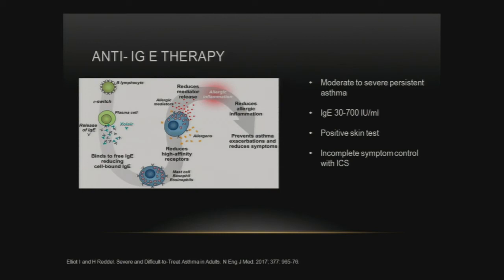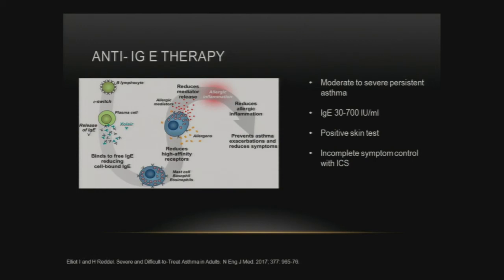So anti-IgE therapy. This is talking about omalizumab, or brand name Xolair. In the asthma pathophysiology, plasma cells during an allergen exposure release IgE, which then causes mast cell activation for release of cytokines that then cause eosinophil migration into the airways. So omalizumab blocks IgE and theoretically then reduces asthma exacerbations, allergic inflammation, and symptoms.